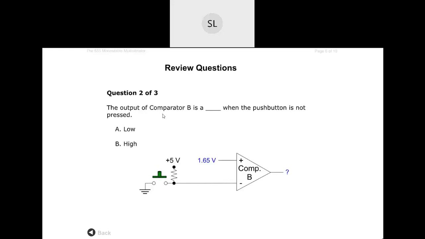Next, the output of comparator B is dash when the push button is not pressed. When the push button is not pressed, the output of this comparator will be definitely low, because the inverting input terminal will be at plus 5 volts and the non-inverting input is at 1.65 volts. Therefore, the output will be low. Very good.